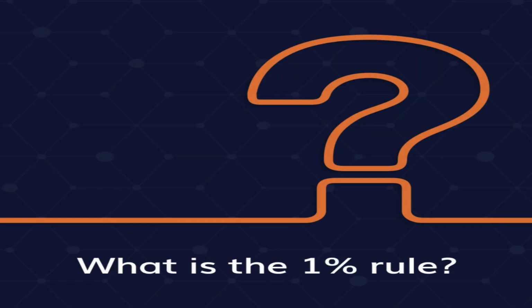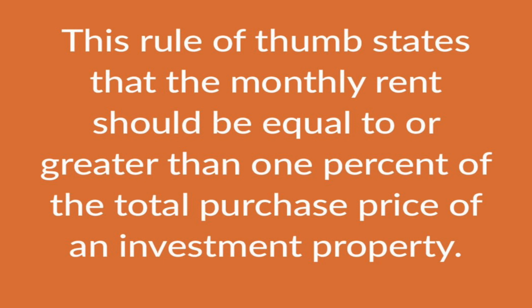Another formula, or shall I say a rule that we have to look at, is the 1% rule. Yes, the infamous 1% rule. Now the 1% rule takes into account the monthly rent rather than the yearly rent, which is analyzed under the gross rent multiplier. And the 1% rule states that the gross rent of a property should equal at least 1% of the purchase cost of that property in order for it to be deemed a valuable investment.